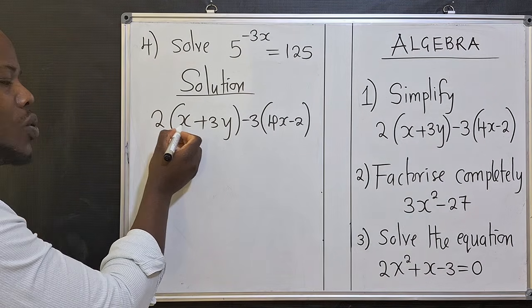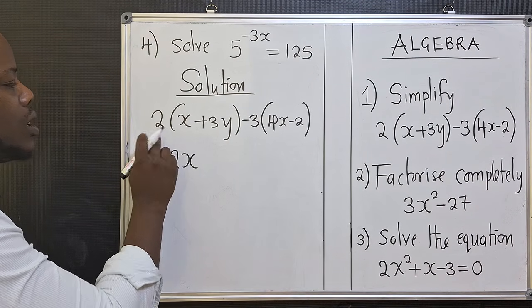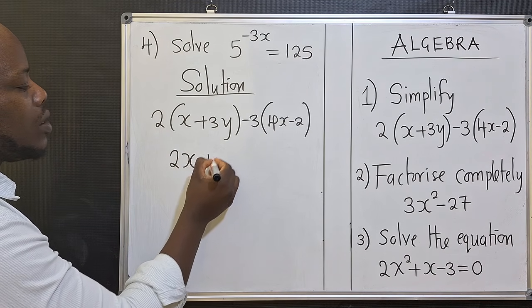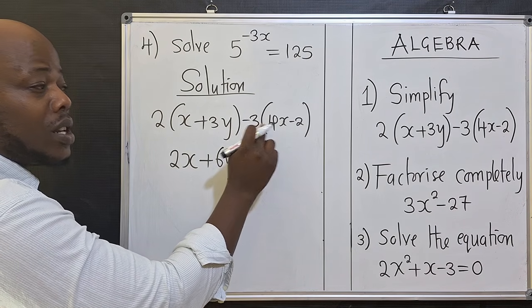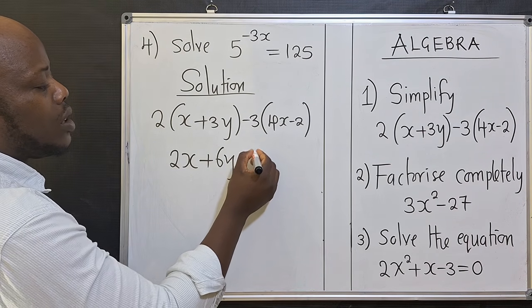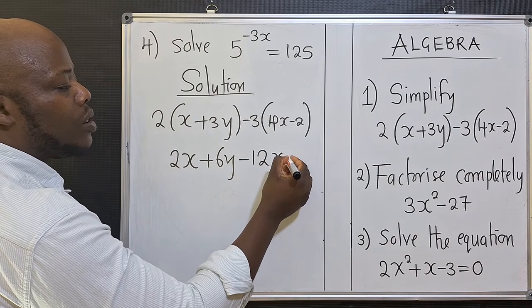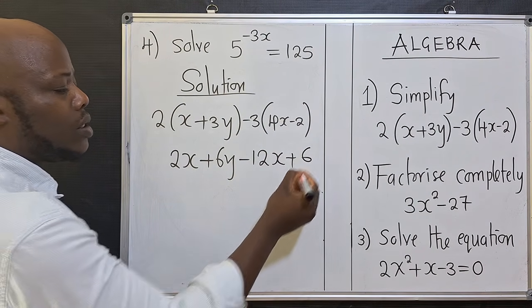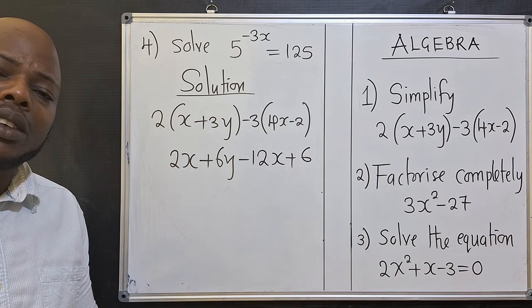So it will be 2 times x, that is 2x, 2 times 3y, that is 6y, negative 3 times 4x, that is negative 12x. Negative and negative will give us a positive. 3 times 2, it's a 6. So that's the first step. We have gotten rid of the brackets.